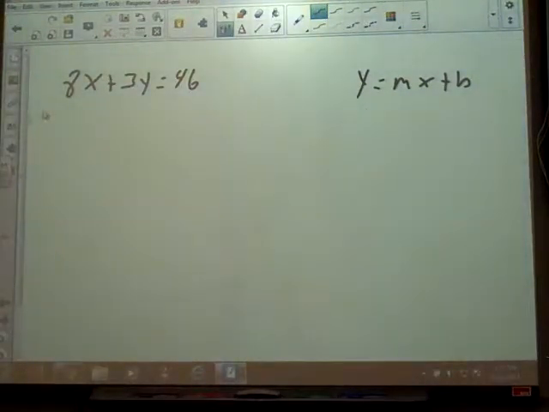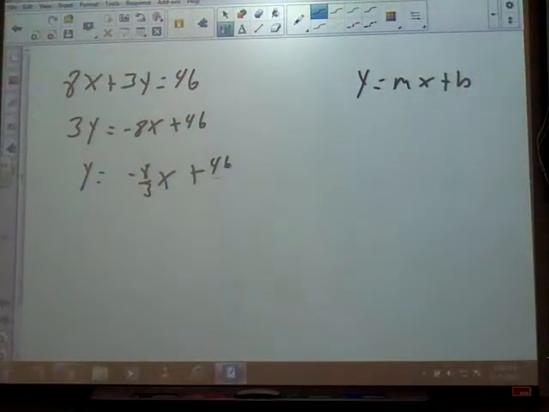So I'm going to solve this for y. I'm going to subtract the 8x. So that will look like 3y is equal to negative 8x plus 46. Now my y is being multiplied by 3, so I'm going to divide everything by 3. So here that would just be y. Here that's negative 8 thirds x. And here that's 46 thirds. Just divided everything by 3.